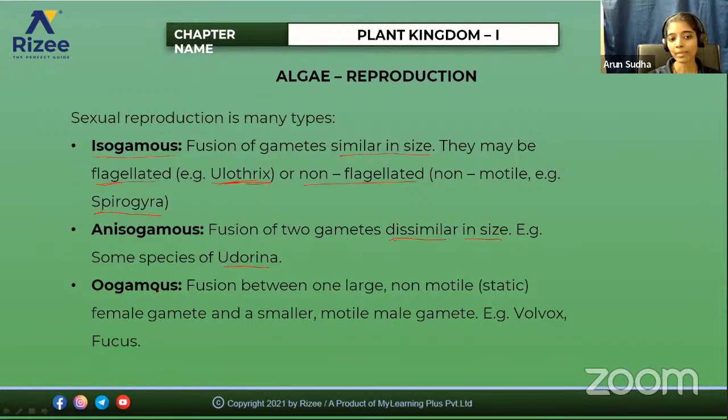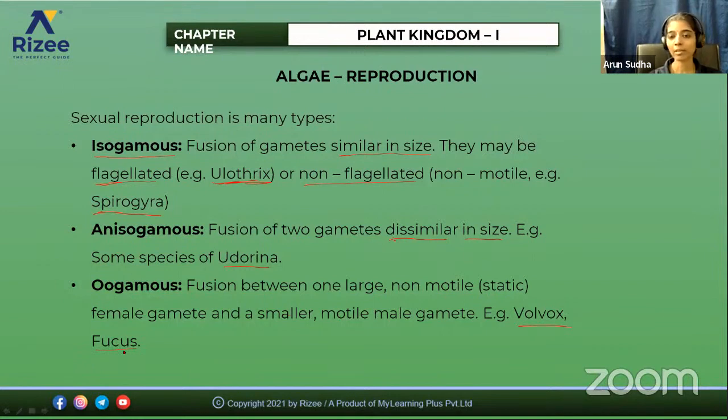Then oogamous: fusion between one large non-motile static female gamete and a smaller motile male gamete. So here also, one will be static, the other one will be mobile, and there occurs a fusion between the non-motile and the motile gamete. Here the examples are Volvox and Fucus, which are the examples for oogamous.